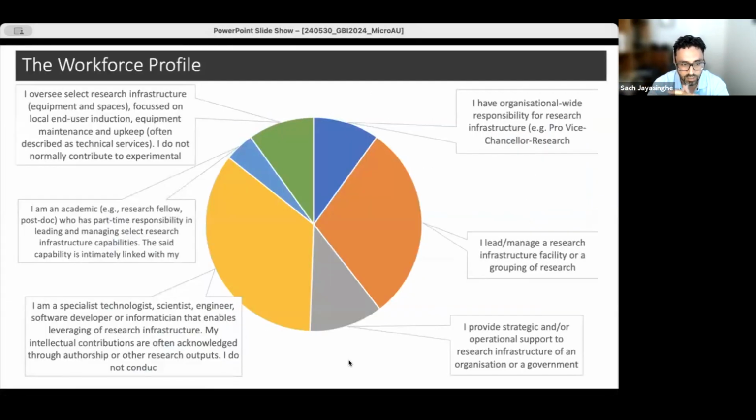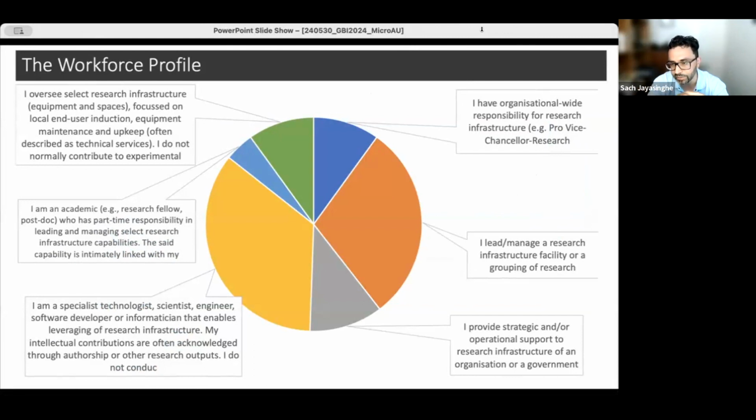So, in this slide, I did a survey with a few of my colleagues a little while ago, and I tried to understand the different types of people in the workforce. Unfortunately, there's a little bit of cut off there, but roughly speaking, what I would describe as research infrastructure specialists is about, and I think the response rate was about 150 people, 35% of the cohort.